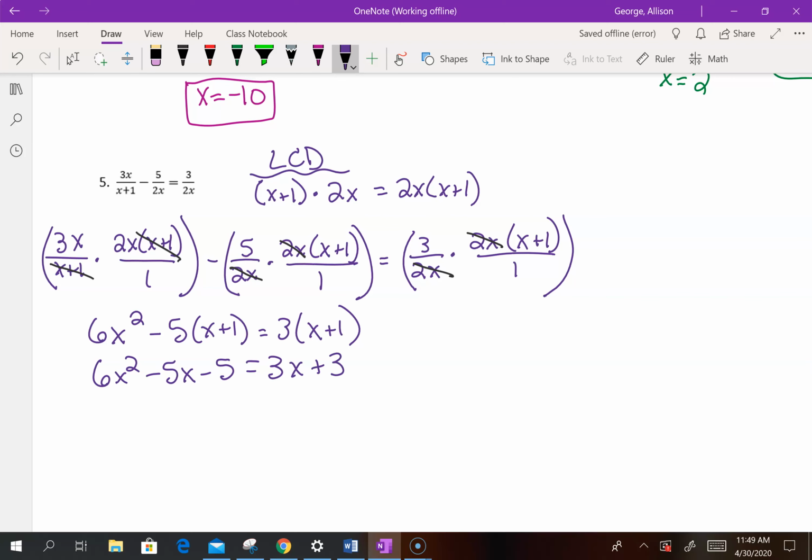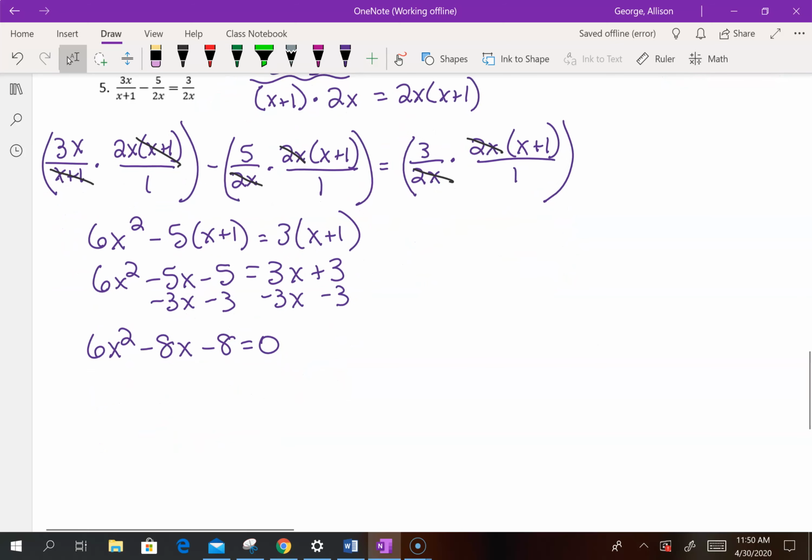Alright, so that's a quadratic. We've got an x squared. So to solve our quadratic, we need to get everything over on the same side. It needs to be equal to 0. Alright, so I'm going to subtract 3x from both sides. I'm going to subtract 3 from both sides. So that's going to give me 6x squared minus 8x minus 8 equals 0.